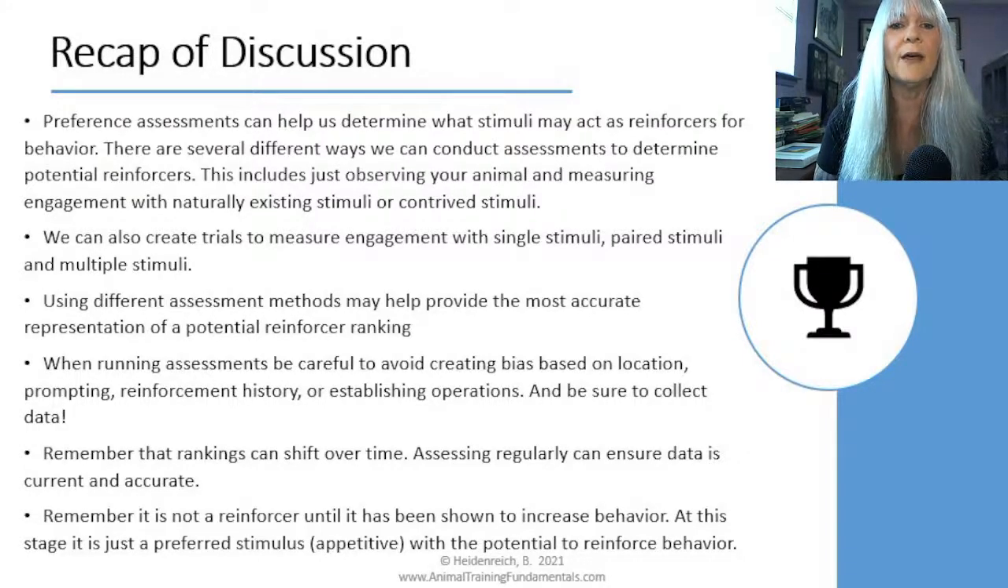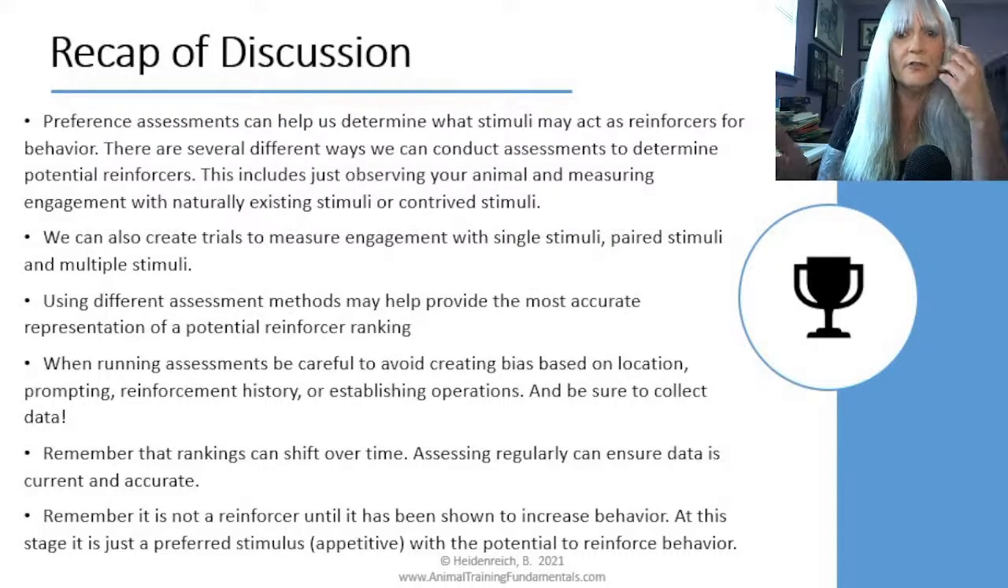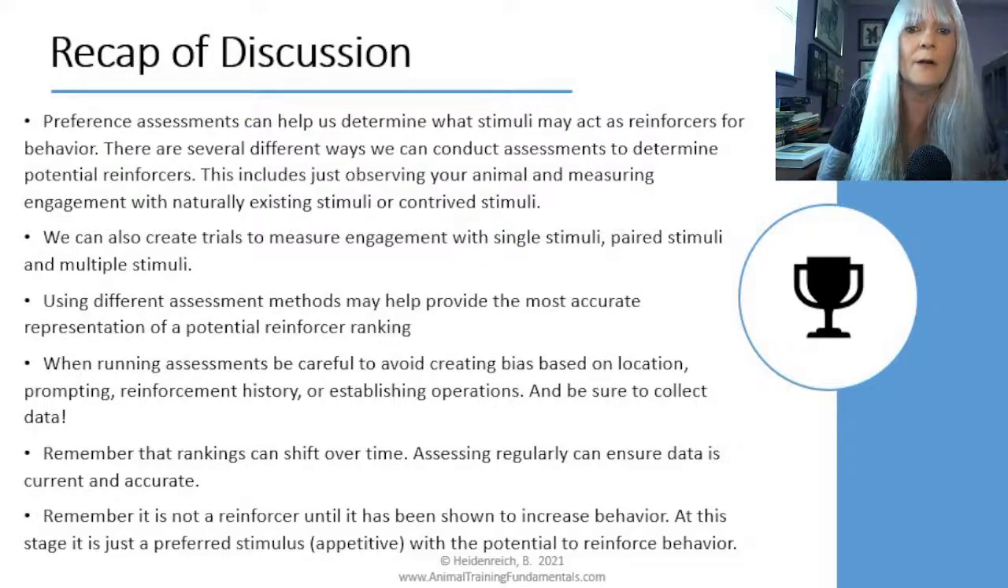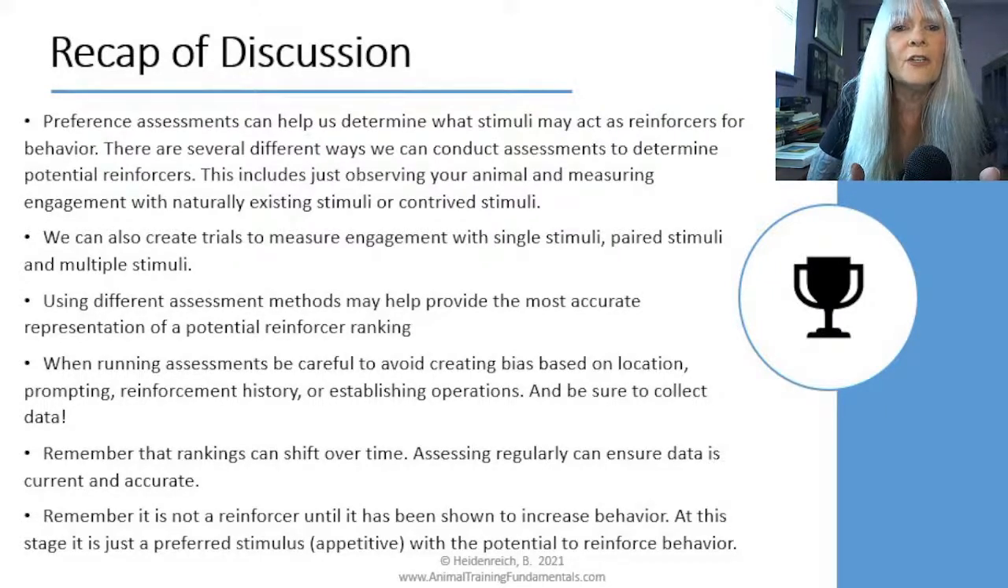Using different assessment methods may help provide the most accurate representation of a potential reinforcer ranking, so you can use a combination of all those things we talked about. You might start with observing, and then take some of those things you've observed and try one of these multiple stimuli assessments. When running assessments, be careful to avoid creating bias based on location, prompting, or reinforcement history, and think about the establishing operations that may precede your testing. And be sure to collect data.